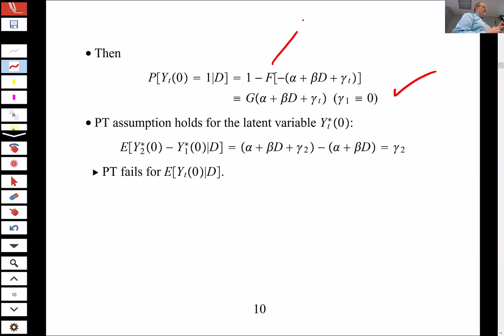Okay, so again, just to remind you, the usual parallel trends assumption holds for the index, this latent variable, but it's necessarily violated for the thing that we actually observe. If you use a linear model for the actual binary variable, that's going to violate the usual parallel trends assumption, but it will satisfy this index parallel trends assumption, presuming that we know the actual function G.